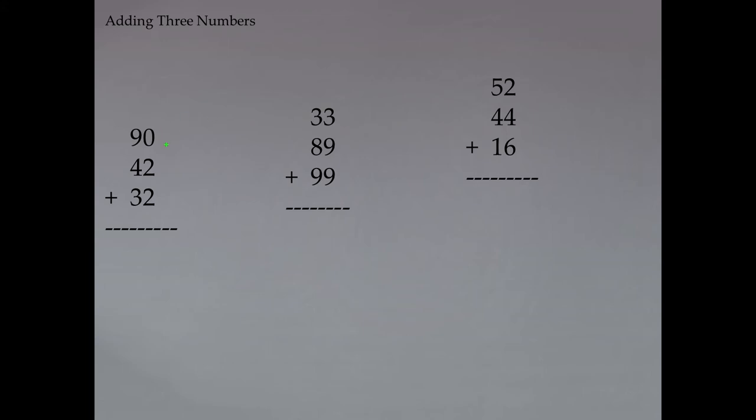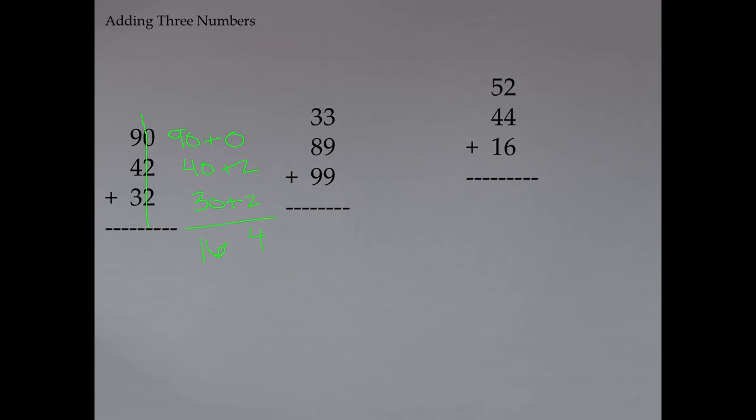Our first problem is 90 plus 42 plus 32. I'm going to look at my ones and my tens. So this is saying 90 plus 0 ones, 40 plus 2 ones, 30 plus 2 ones. If I add these together, I have 0 plus 2 plus 2, which is 4. I have 9 plus 4, which is 13, plus 3, which is 16.